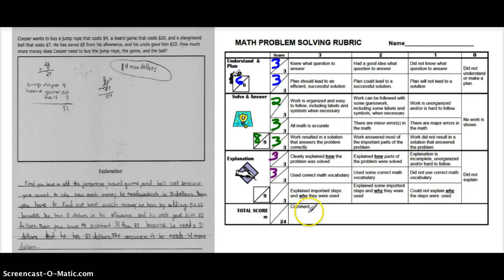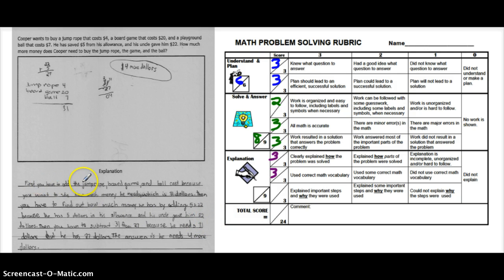So if you follow the steps of this, it is pretty simple. Let's go down to the last one. Explained important steps and why they were used. Explained some important steps and why they were used. Could not explain why the steps were used. Most often when I'm grading these for my students, this is what ends up coming up. Students can explain really easily what steps they took to solve a problem, but when asked why, that's when they seem to stumble. However, in this case, the student clearly explains why they took those steps.